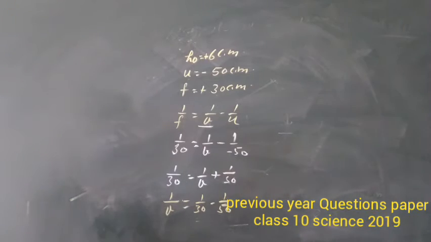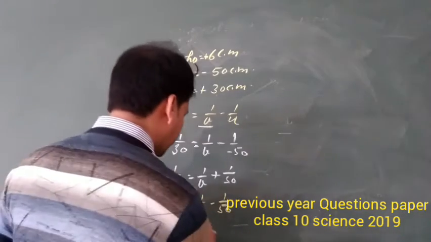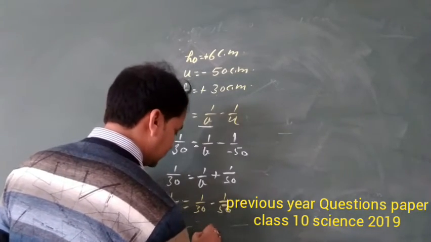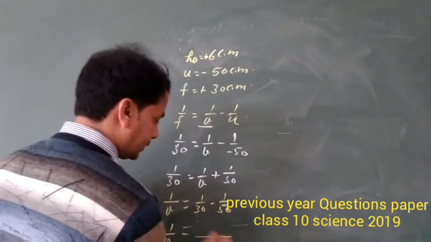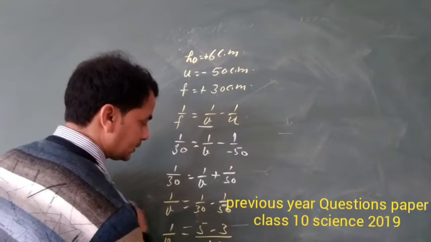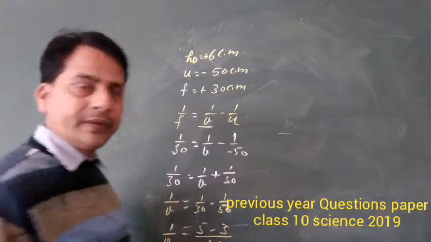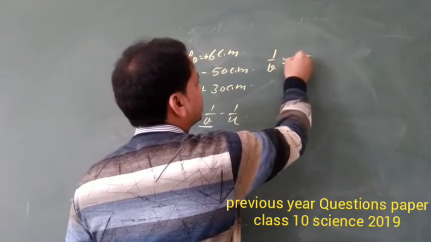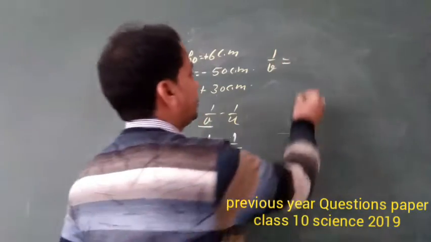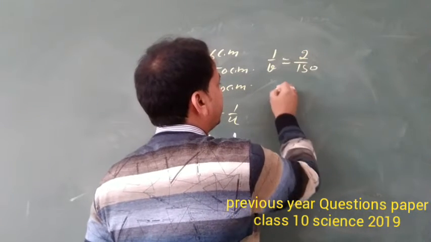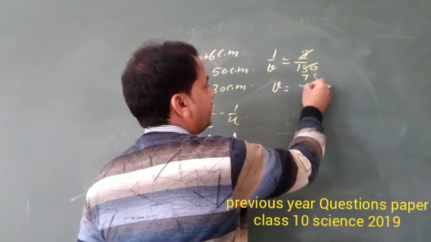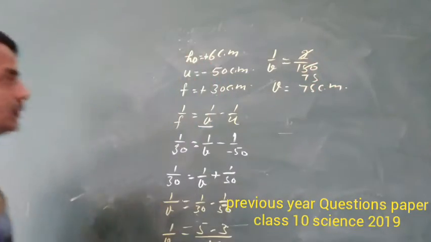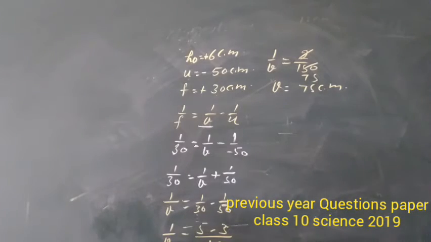Here the LCM of 30 and 50 is 150. So 1 by v equals 5 minus 3 over 150, that is 1 by v equals 2 by 150, which means v equals 75 centimeter. So here the image distance is 75 centimeter.